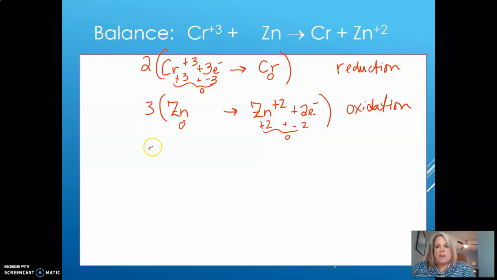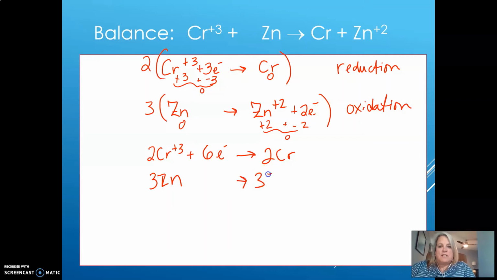So let's do that. So that means I'm going to have 2Cr plus 3. 2 times 3 is 6, so that's 6 electrons. 2 times 1, right, there's our arrow, 2 chromiums. We'll do the same thing with zinc. So that means we have 3 Zn, arrow, 3 Zn plus 2, plus 3 times 2 is 6 electrons.